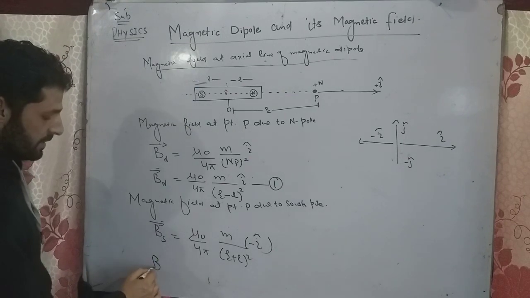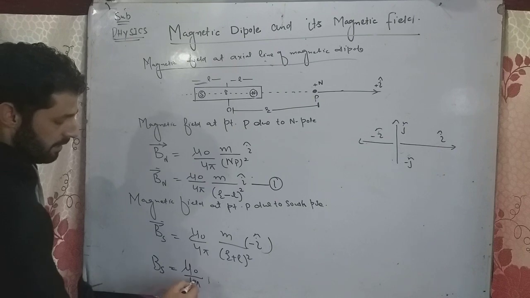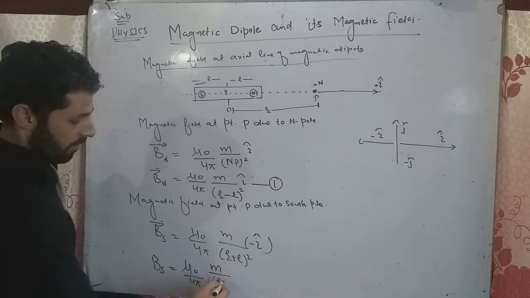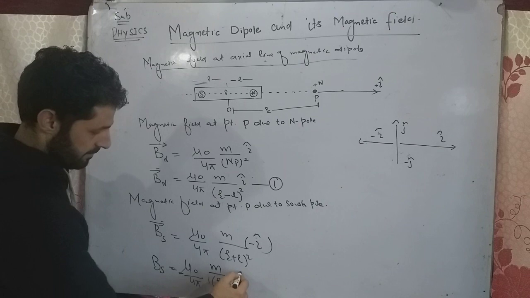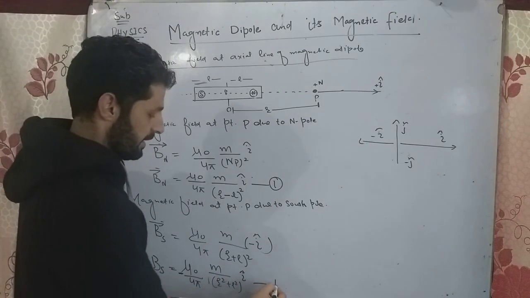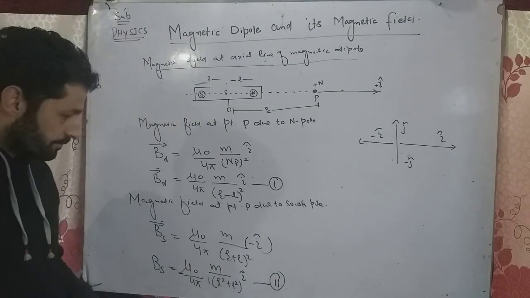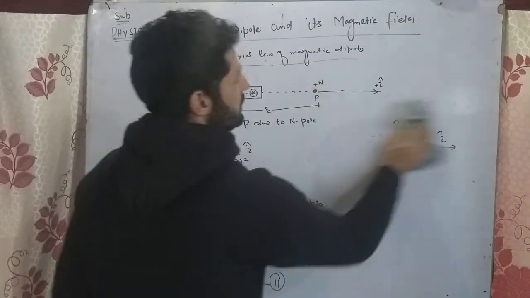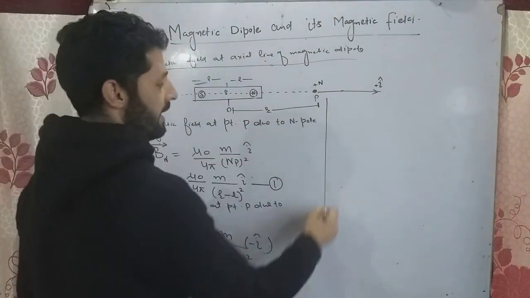So BS will be equal to mu 0/4 pi M divided by R square plus L square, and it will be minus here, and this will be I cap. So this is equation second. Now what we have to do is calculate the total field due to the magnetic dipole.